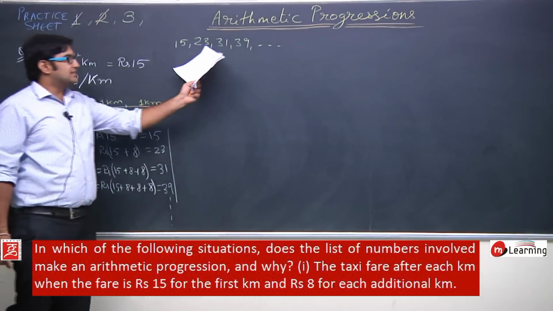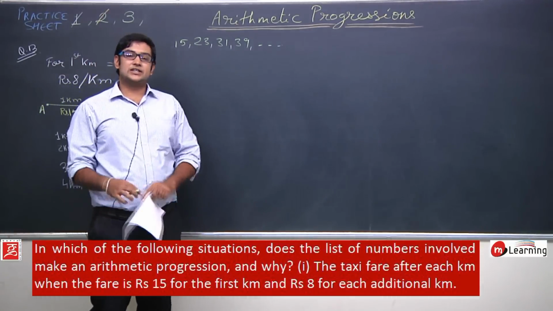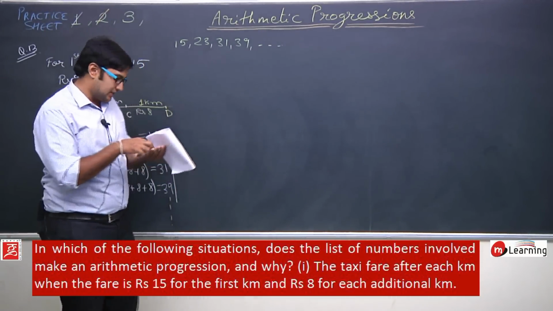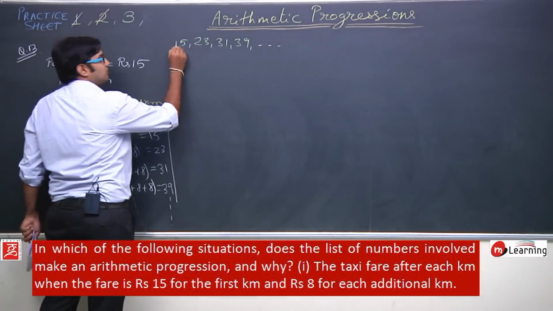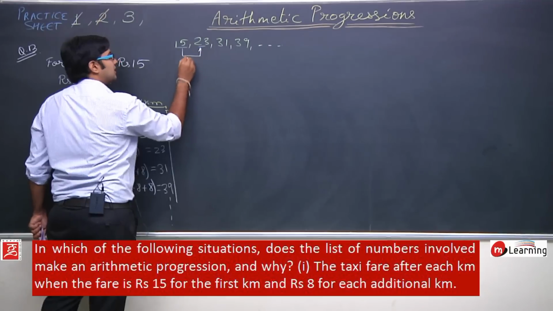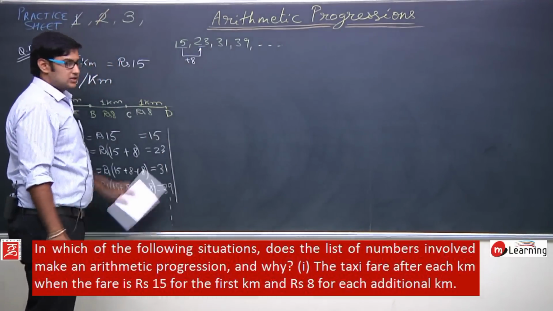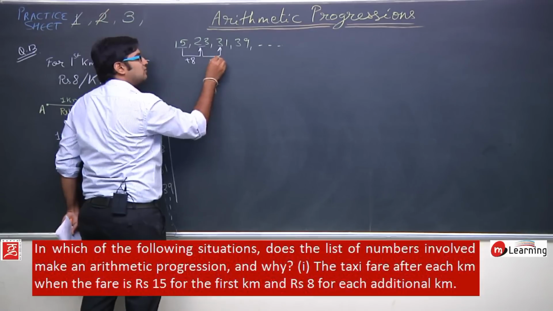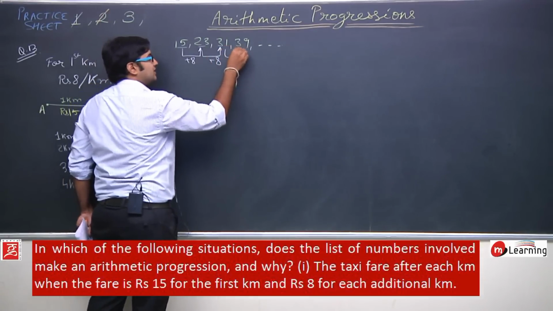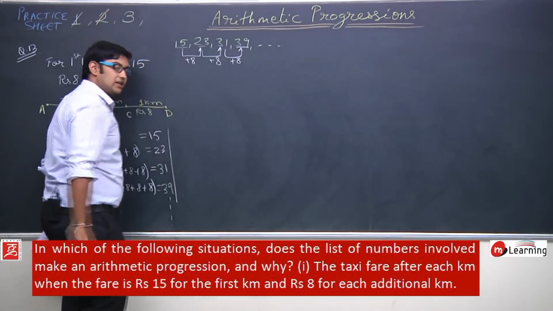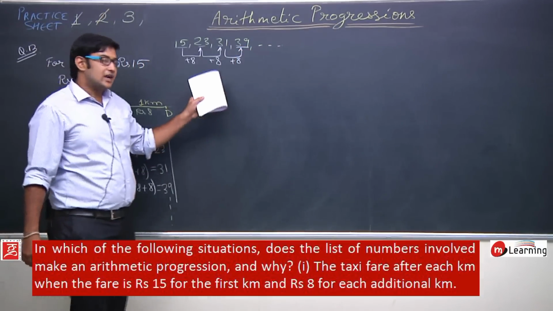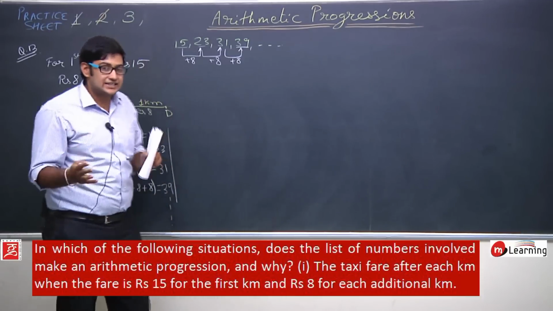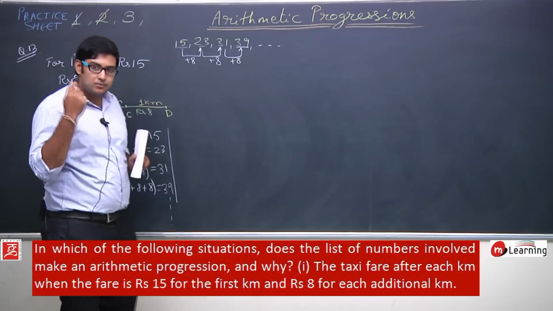Now, is this an arithmetic progression? क्या ये एक arithmetic progression है? हम इसे चेक कर सकते हैं. कैसे? हम ऑब्जर्व कर सकते हैं that from 15 to 23 it is 8 more, this 23 is 8 more than 15, this 31 is again 8 more than 23, this 39 is again 8 more than 31. So what you can see is that the difference between two consecutive terms is constant. I can say yes, this is an arithmetic progression.